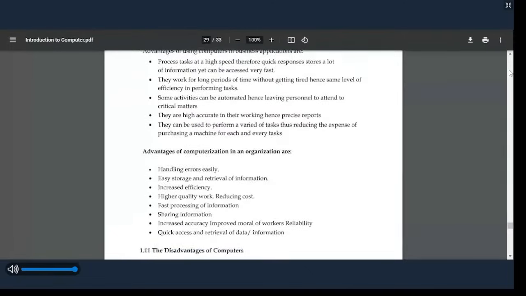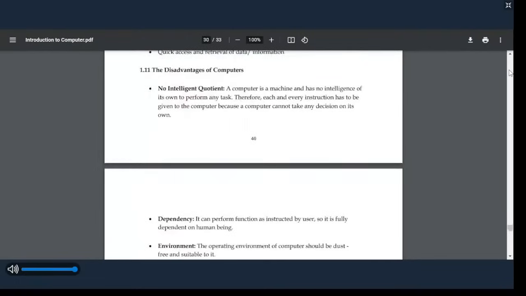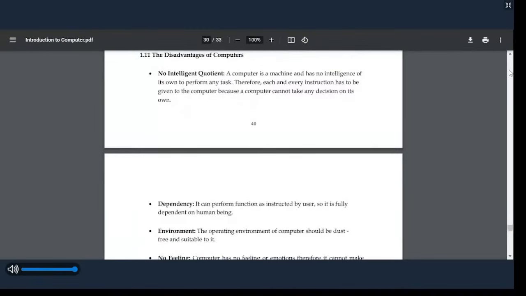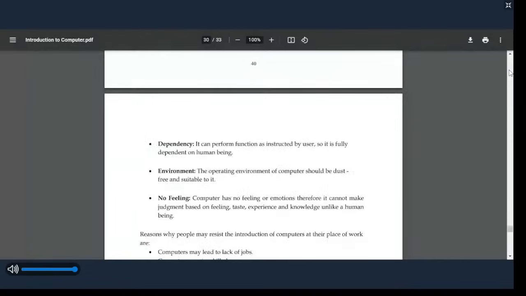So the disadvantages: they have no intelligence quotient. A computer is a machine that has no intelligence of its own to perform a task. Therefore, each and every instruction has to be given to the computer because a computer cannot take any decision on its own. Dependency: it can perform functions as instructed by the user, so it is fully dependent on the user. Environment: the operating environment of a computer should be dust-free and suitable. No feelings: a computer has no feelings or emotions. Therefore, it cannot make judgments based on feelings, taste, and knowledge, unlike a human being.